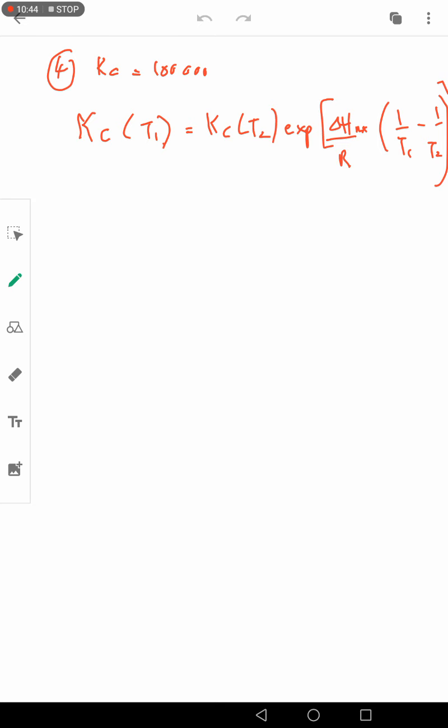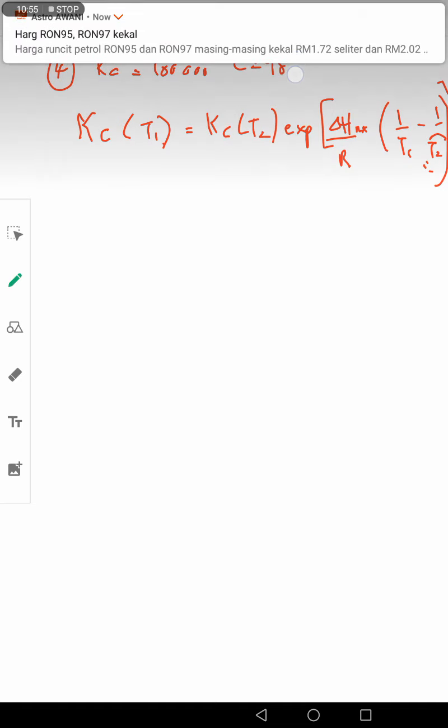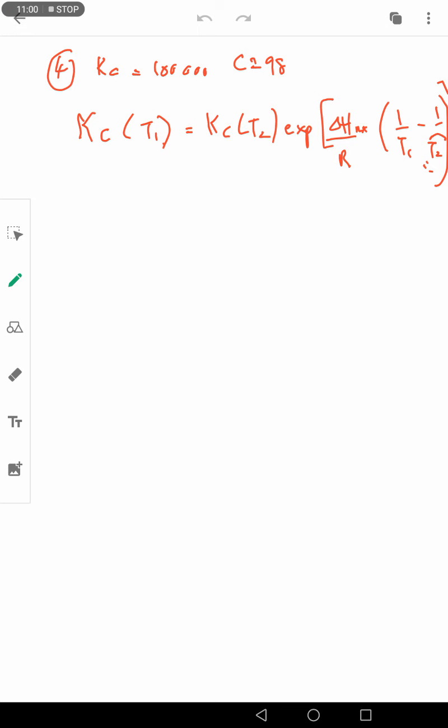In order to get our T2 here. Okay, the KC is 100,000, and it is at temperature 298. So if you put in all the information, let's say T1 is temperature 298, and T2 is the temperature in the reactor, which keeps changing.